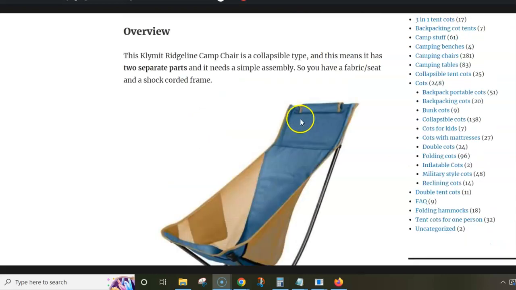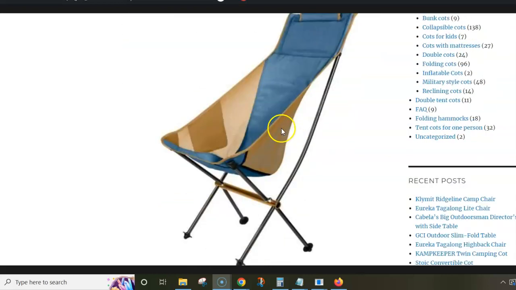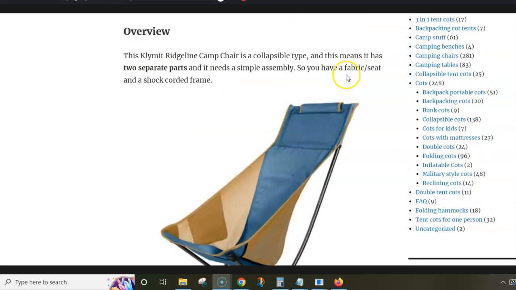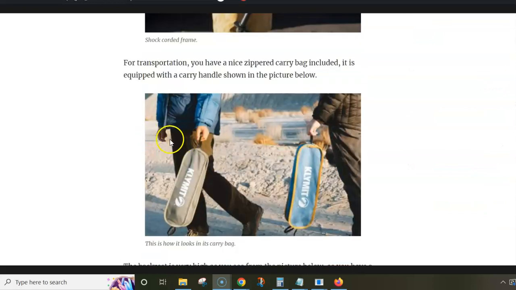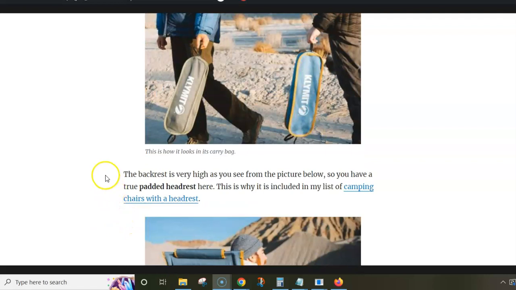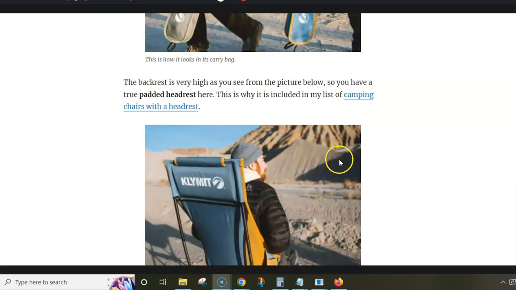And then you attach the fabric on the ends of these four poles. Now there is a video here in the text, so you can see how this is done. And this is how it looks when packed. As you see, it comes in a really nicely designed carry bag. You have a zipper and you have a carry loop on the side.